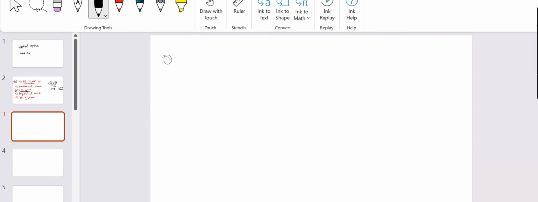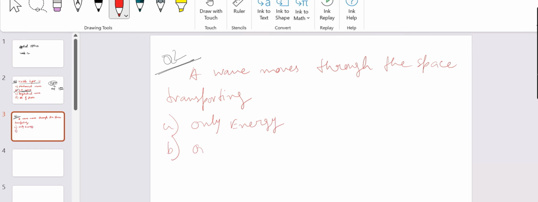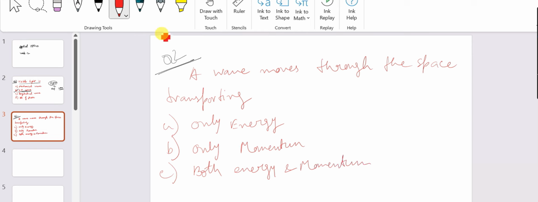Question 2 is: a wave moves through the space, transporting A, only energy, B, only momentum, C, both energy and momentum, D, medium.